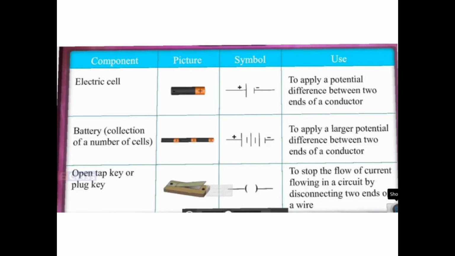First diagram. This was the open circuit. Okay. Here there is no mark. You have here an open bracket and close bracket. Open bracket and close bracket. So this is called an open key.